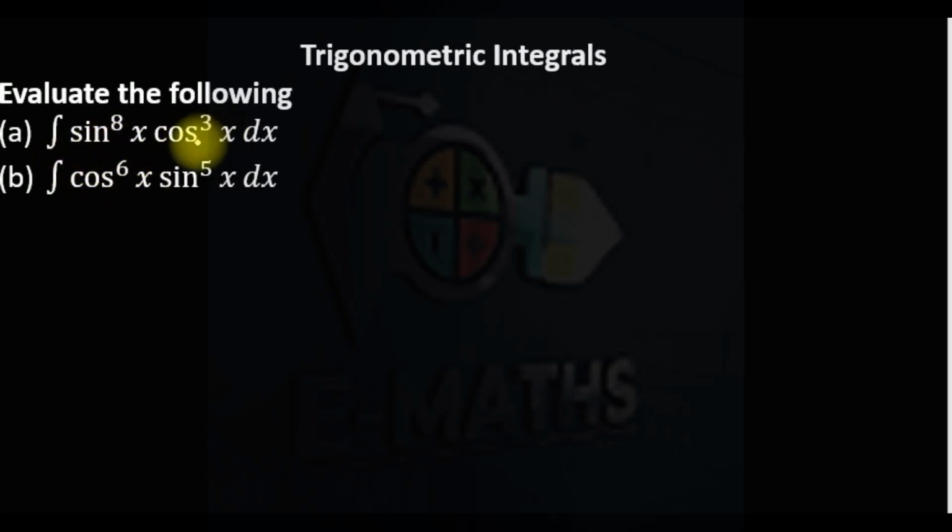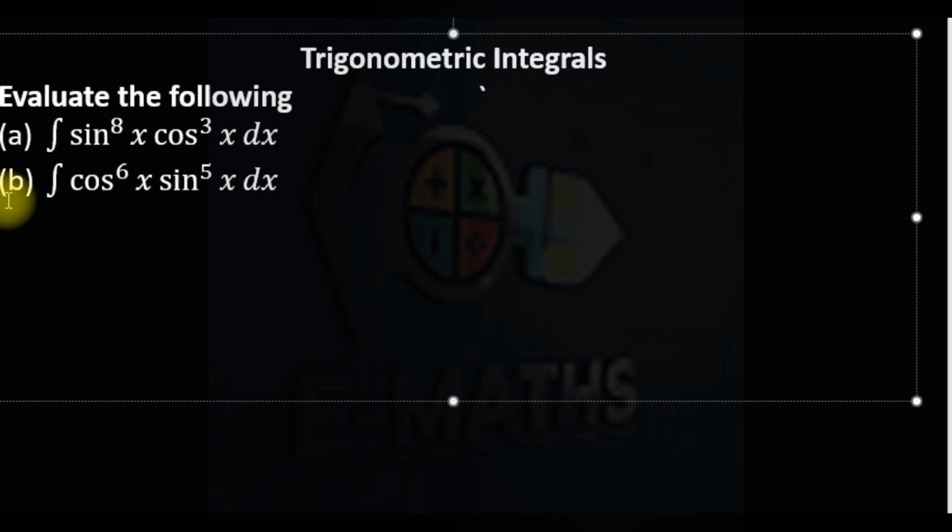The product of sine and cosine. As you can see, sine and cosine. And if you look at the power, we have odd and even powers. So our target will be on the odd power. So the first thing we need to know is that, okay, let me just shift this to save space.